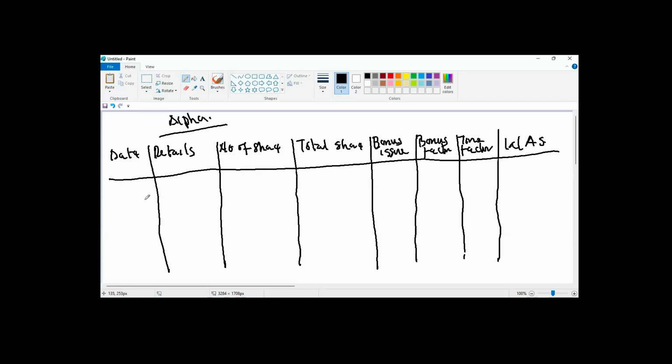I will now say, on 1st of January, what happened? Opening balance. What does he have? 1 million. Total will be 1 million. Next, 31st of March: 500,000 shares issued at the full market price, fresh issue. 500 will give me 1.5.